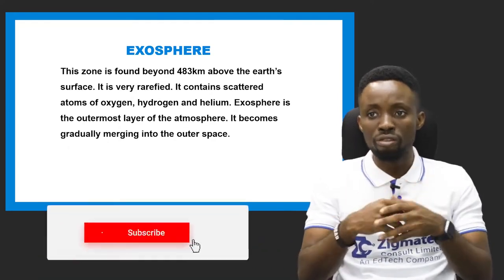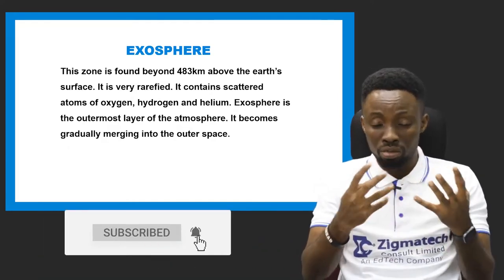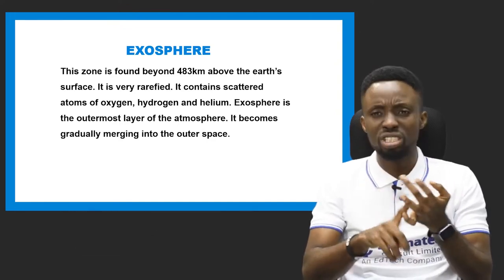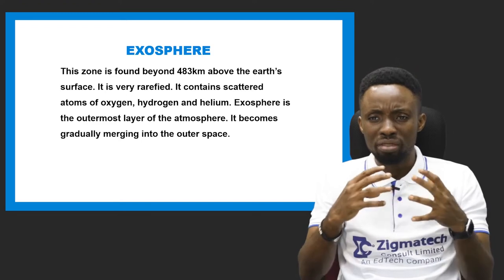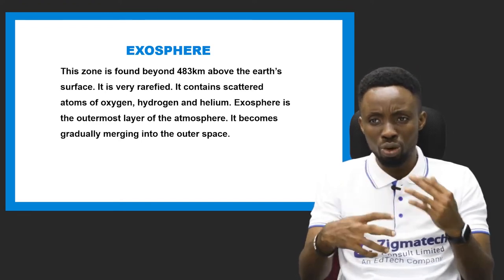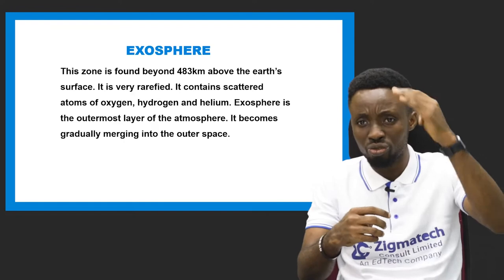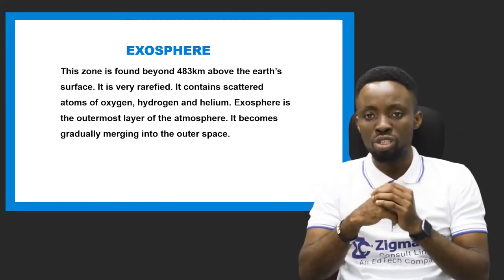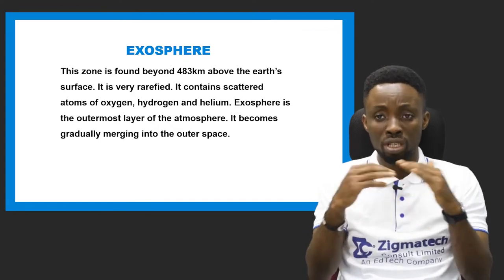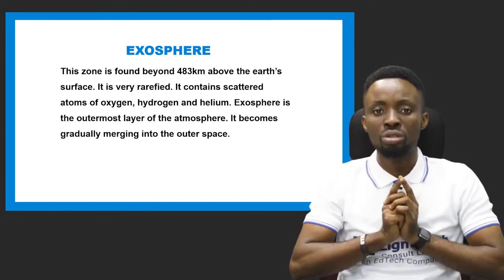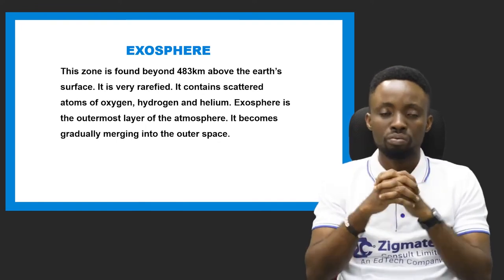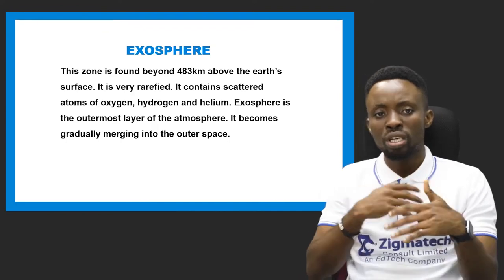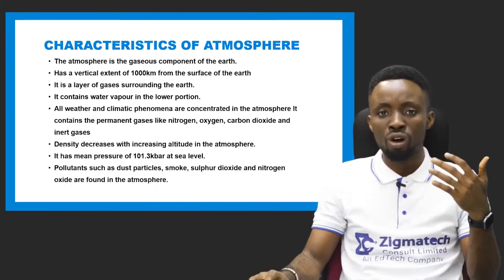And it is also rarefied because the atoms of oxygen we have there are scattered. We have oxygen, helium, and hydrogen. And as you go out of the atmosphere, you're gradually getting into space. So after the exosphere, you've succeeded in leaving the Earth completely, and you're fully into space. So these are the layers of the atmosphere.